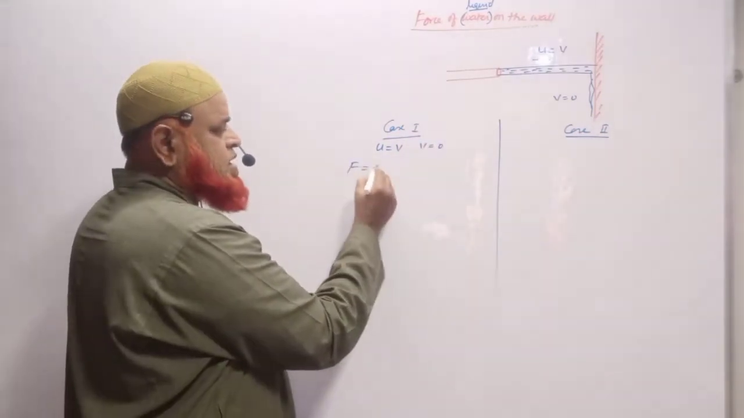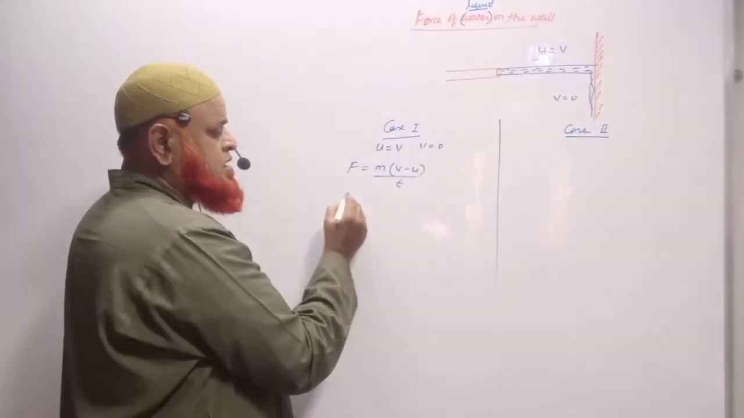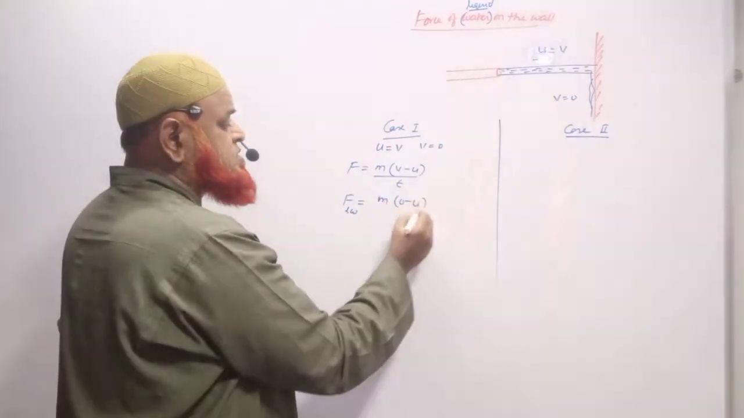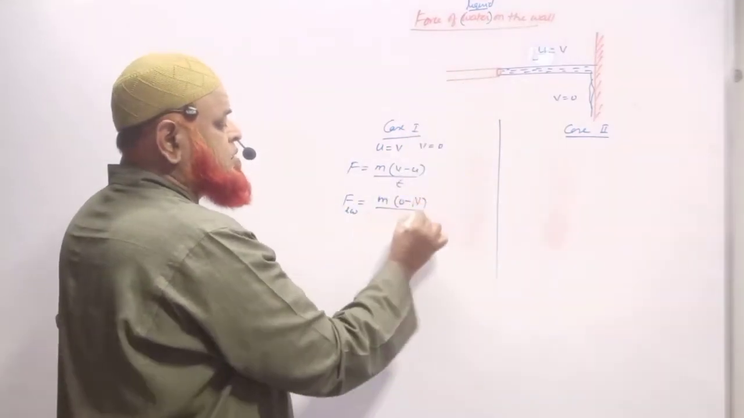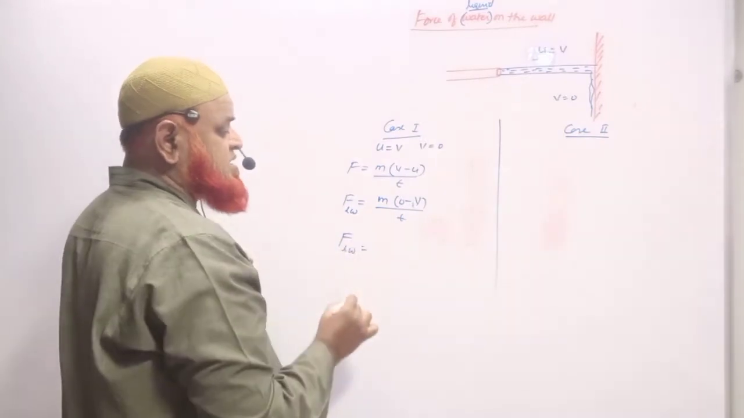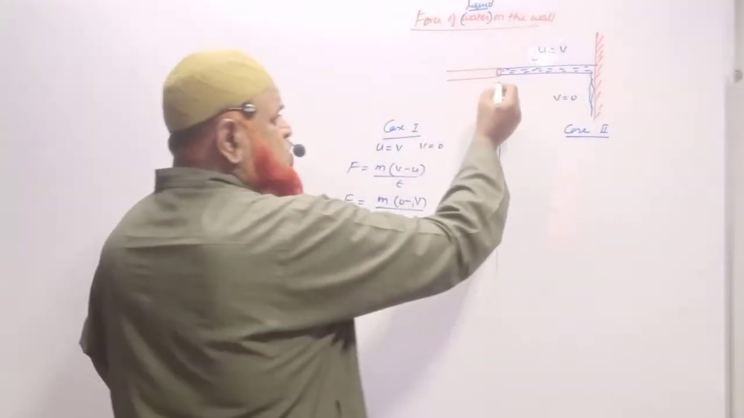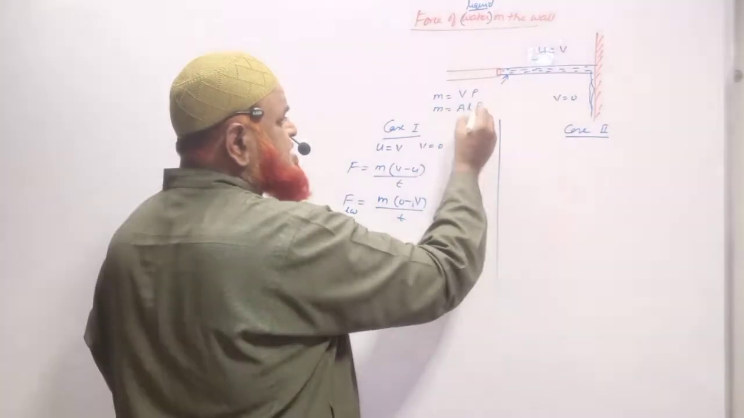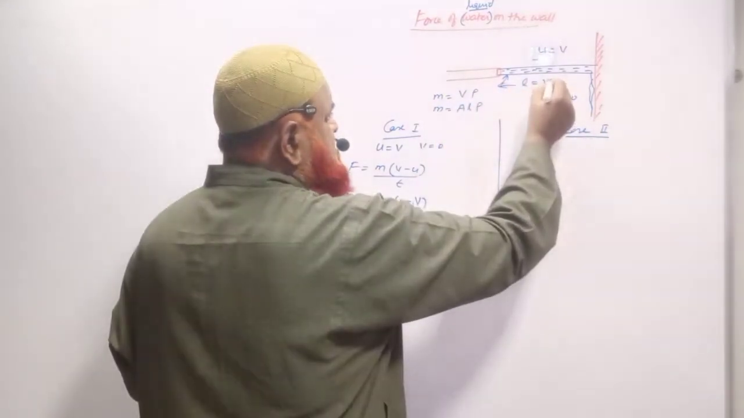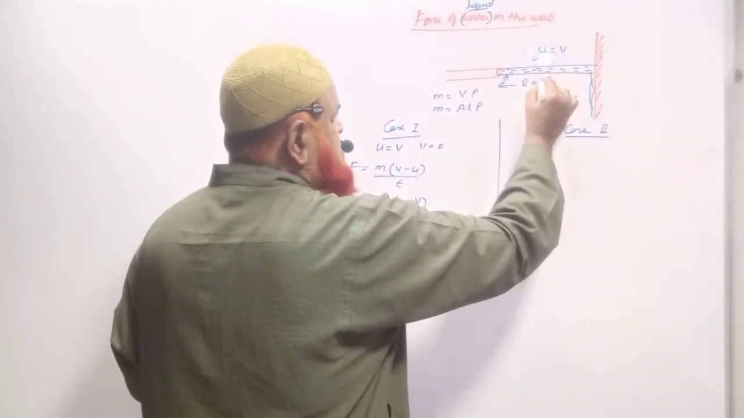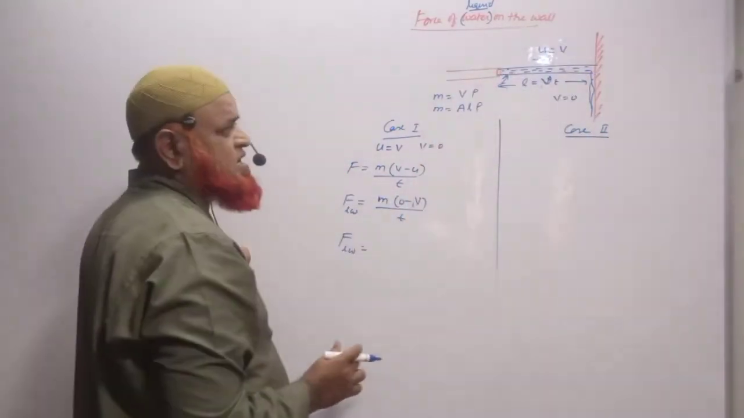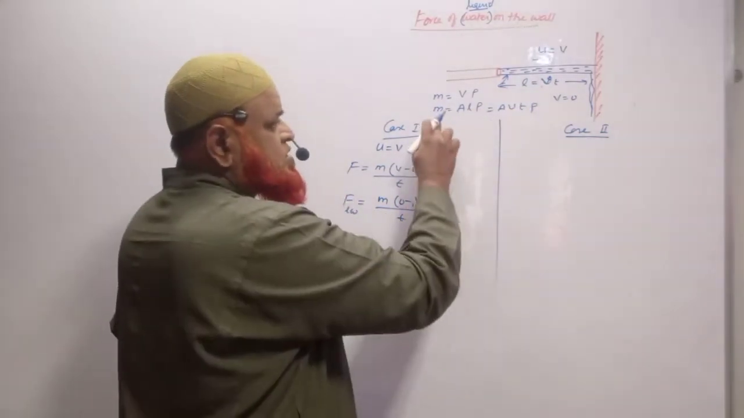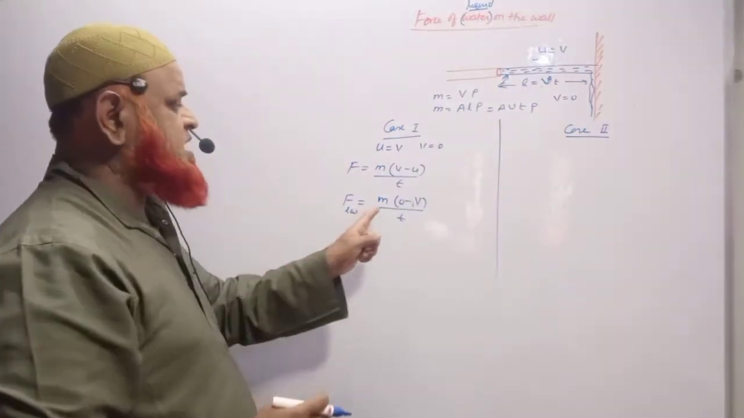So what are we going to write now? F is equal to m into (v minus u) by t. So force of liquid on the wall is m into (0 minus v) by t. Now what is the mass of this liquid? Mass is nothing but volume into density, which is area into length into density. Here this length is equal to velocity into time. This length of the liquid is taken as velocity into time here. So I can take this as A v t rho. So this all comes under mass now.